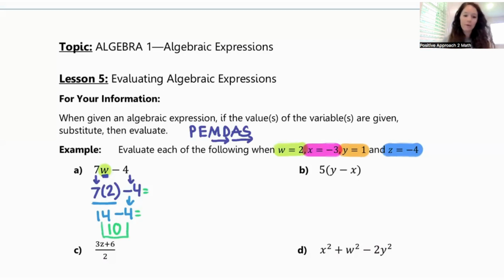We'll do a little box. There we go. Okay. Letter B, we have two variables there. We have y, I'm going to put that in orange to match my y. And we have x, I'm going to put that in pink. Okay. So what we're doing here, that 5 gets brought down, parentheses, brought down. Y is 1, so I'm going to plug 1 in, minus x is -3.